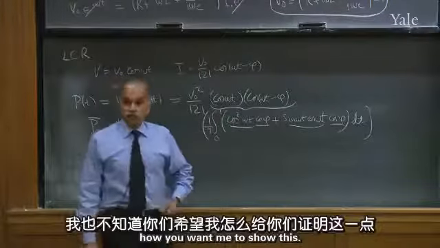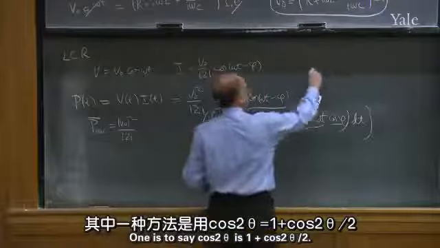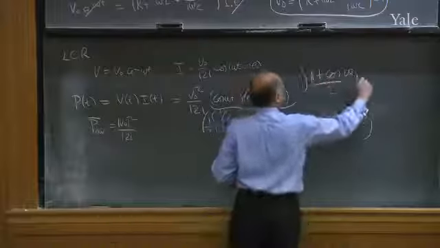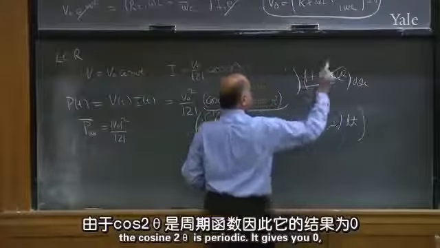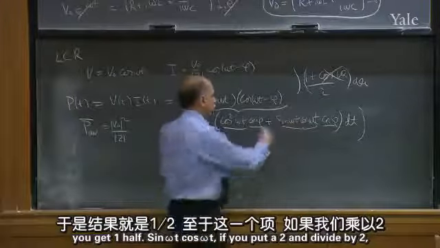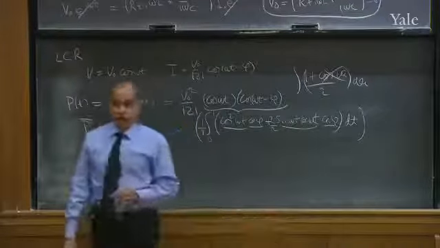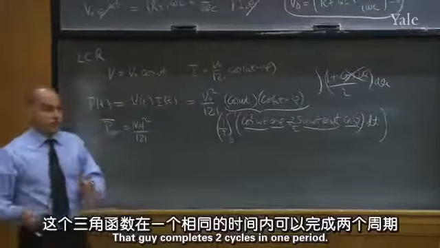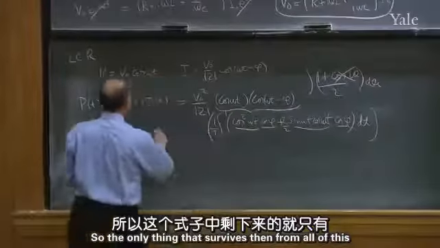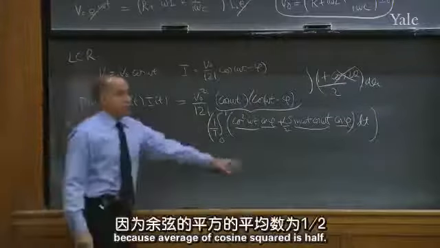I don't know how you want me to show this. One way is to say cosine squared theta is 1 plus cosine 2 theta over 2. And if you integrate that over a full cycle, the cosine 2 theta is periodic, gives you 0, and you get 1/2. Sine omega t cos omega t, if you put a 2 and divide by 2, is proportional to sine 2 omega t. That completes 2 cycles in one period. Its average is definitely 0. So the only thing that survives from all of this is the cosine phi term and the 1/2, because the average of cosine squared is 1/2.